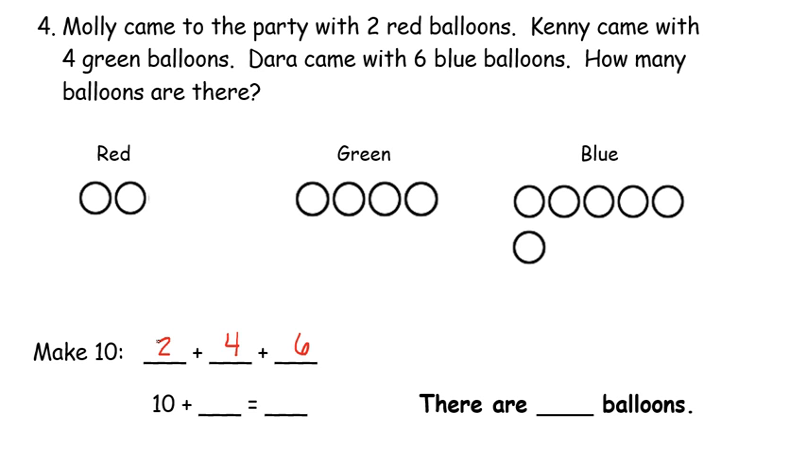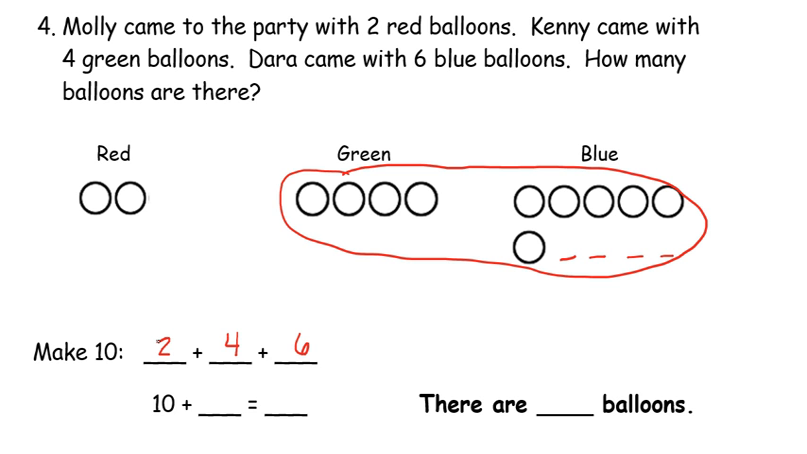If I look at my blue balloons, I can see that there are 4 empty spaces that would make 10 over here. So I'm going to use those 4 green balloons to fill in those empty spaces. 4 and 6 make 10. So that's where I get this 10. Now I just have to add in the extra 2 red balloons. 10 plus 2 is 12. That means there are 12 balloons. So making that 10 helps us add the 3 numbers together.